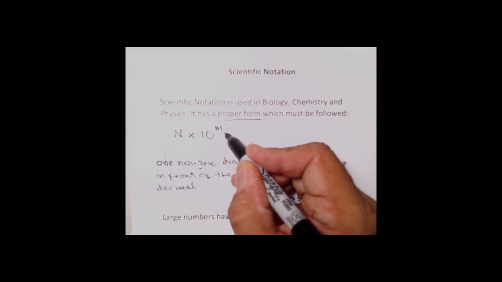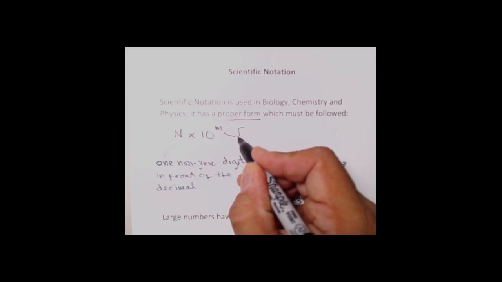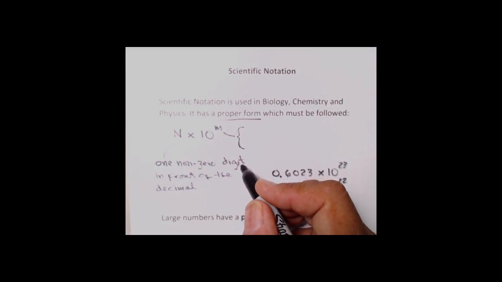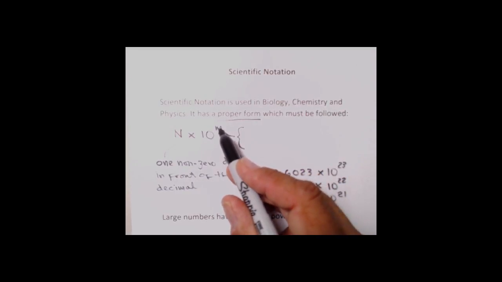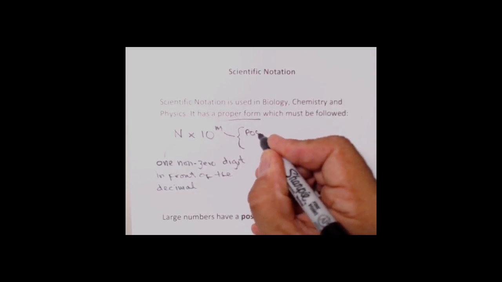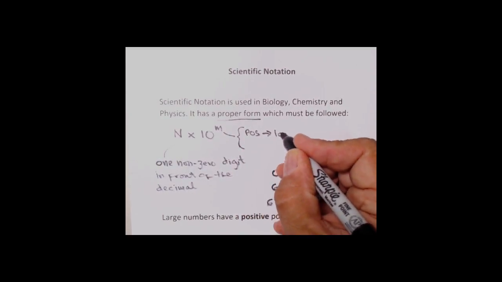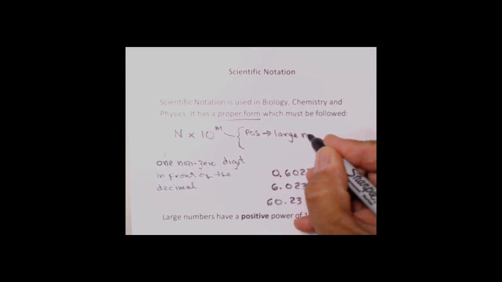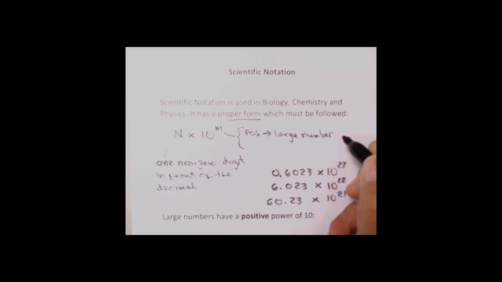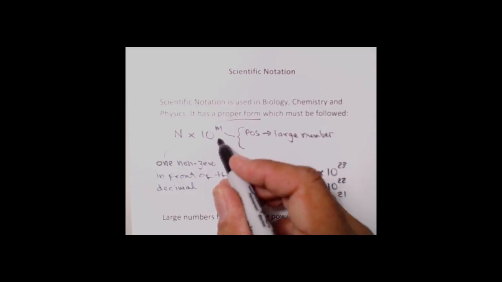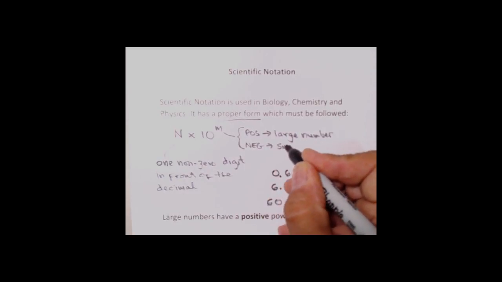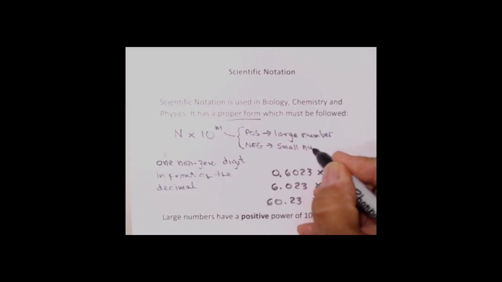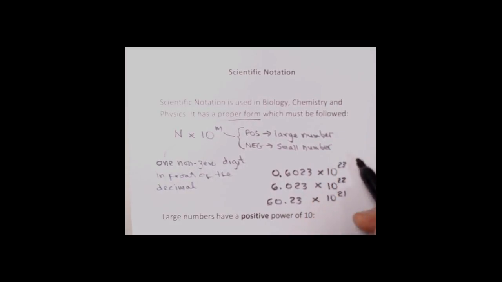Now, the m, the power of 10 here. This is one of the few cases where a negative exponent is allowed. But here's how it works. If this exponent is positive, then that means you have a large number. Now, what do I mean by large? Large compared to 1. If it's negative, okay, then you have a small number. And again, small compared to what? Well, it's smaller than 1.